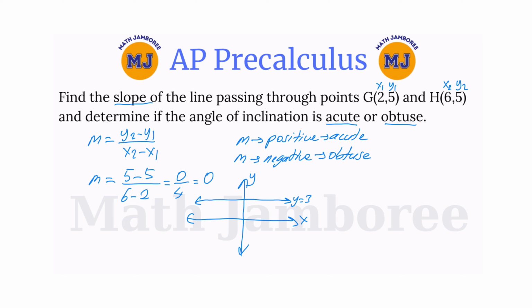So there is no such inclination. That's why we cannot determine if this is acute or obtuse. In this case, you would say there is no inclination, so we just don't mention it. This doesn't apply for this angle.